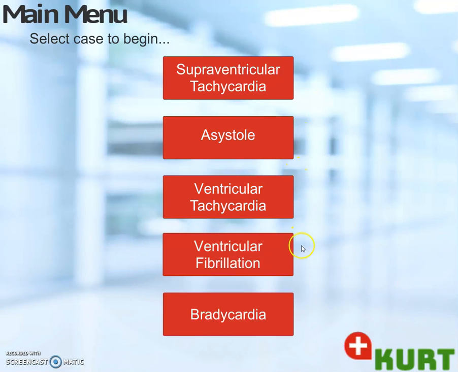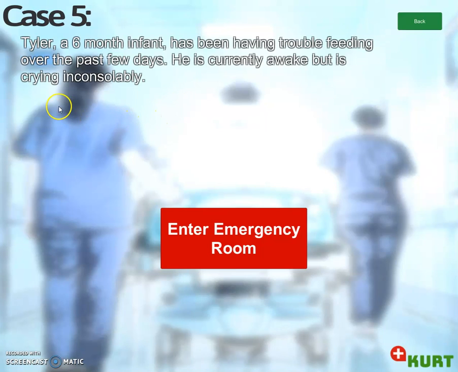The game begins with the player being presented with 5 most prevalent situations of cardiac arrest. Selecting one yields a scenario explaining how the patient ended up in the emergency room. When you're ready to enter the emergency room, you can press the button.